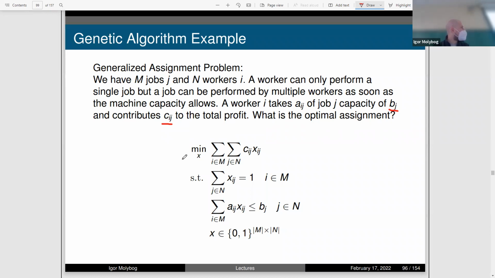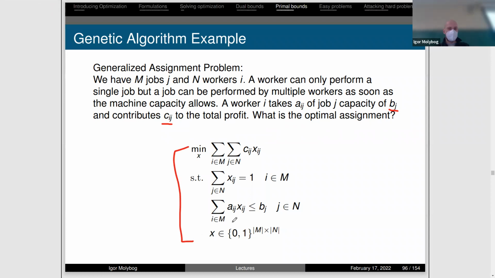This is the mathematical representation of this question, where we have this inequality over here instead of our normal equality in the assignment problem, where we have the summation over i of x_ij equal to 1, if you remember that.